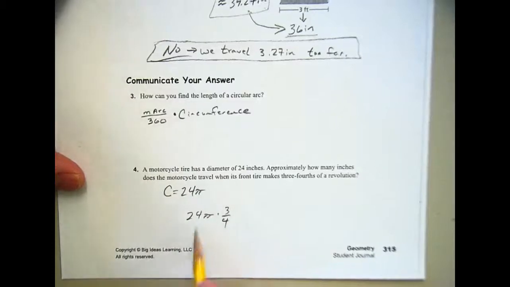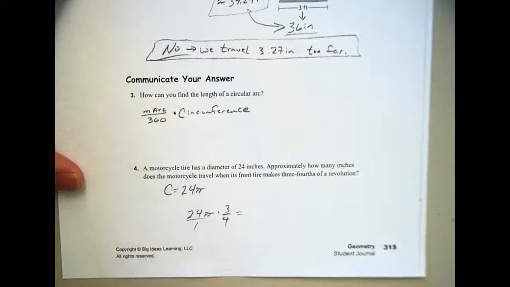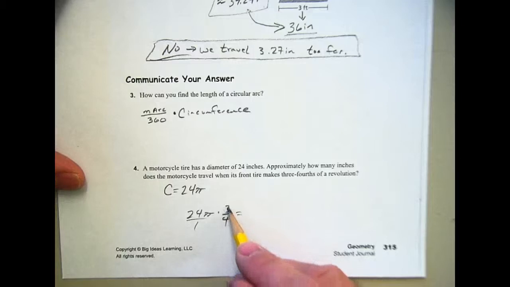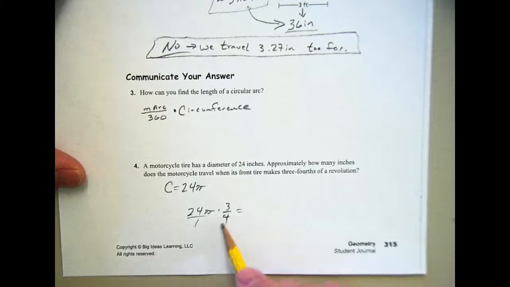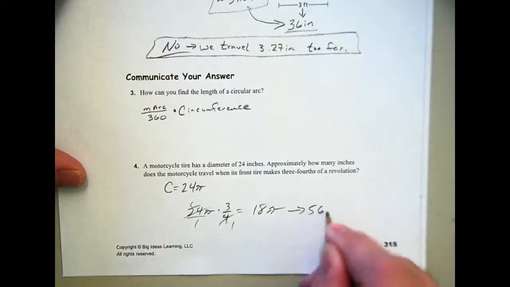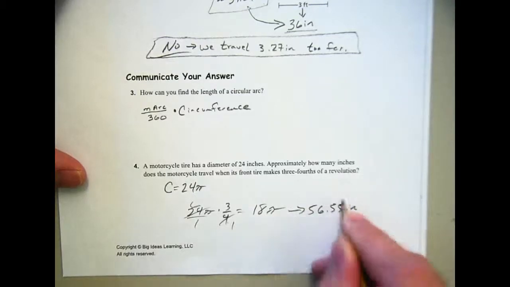So you wouldn't actually have to find the measure of the arc, like the degrees? Well, usually you would get this by doing that. We'll try it on a few problems. Okay, so this becomes 1, this becomes 6. The answer is 18 pi, which is approximately 56.55.